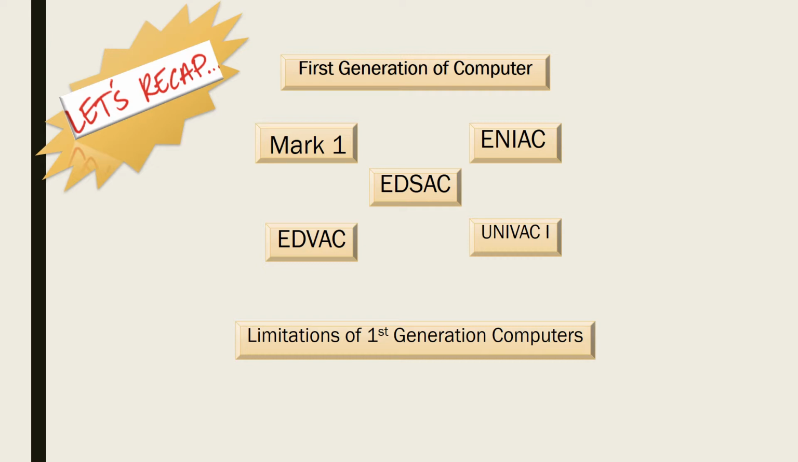EDVAC was completed in 1948. It had the capacity to hold stored programs as well as data. UNIVAC 1 was developed in the year 1951. It was the first commercially available electronic computer.